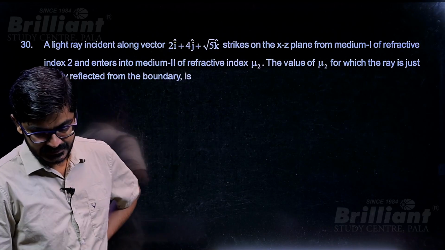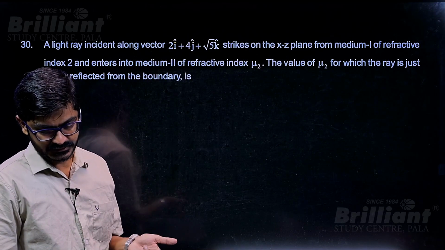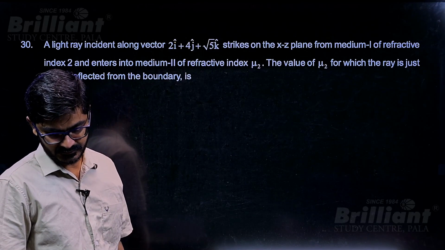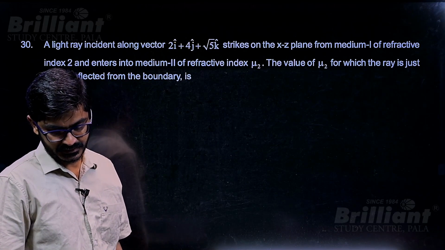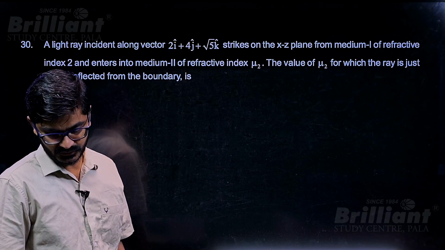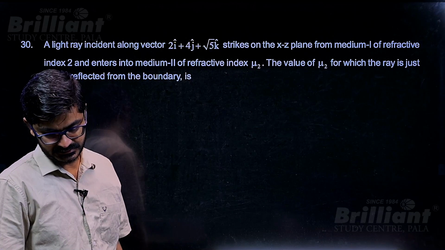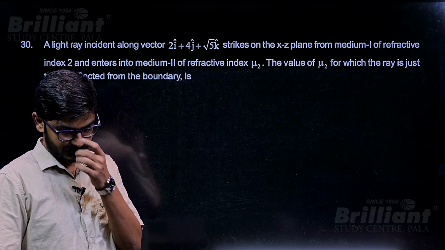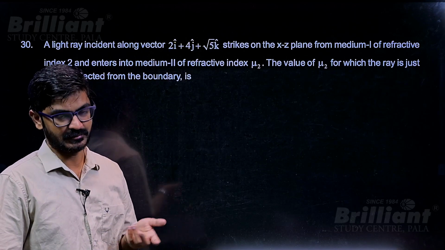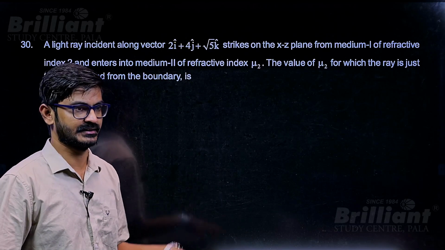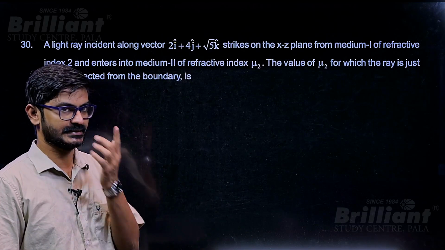A light ray incident along the vector 2i cap, 4j cap and root 5 k cap strikes the xz plane from medium 1 of refractive index 2 and enters into medium 2 of refractive index mu 2. Find the value of mu 2 for which the ray is just totally internally reflected from the boundary. So just total internally reflected means it will be hitting at the critical angle. So we can take it as just grazing. We can take the angle of incidence as the critical angle.